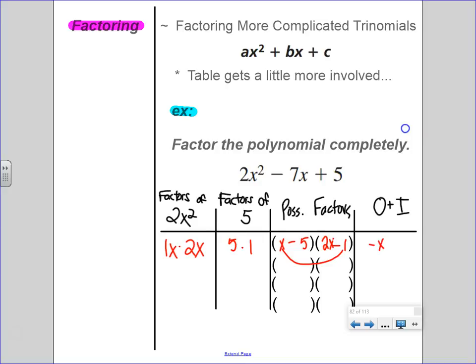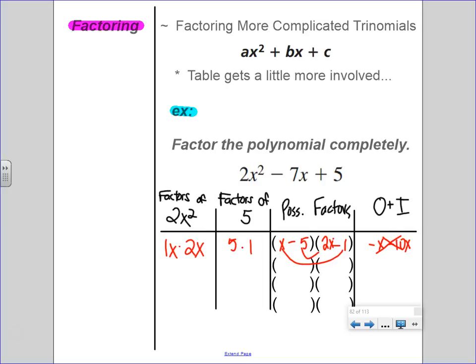Negative 1x. See the negative sign right here? Negative 1 times x is negative x. What would the inner be? Negative 10x. Wait, does negative 1x minus 10x equal negative 7x? No. So this one doesn't work. Oh, so you have to move them around.